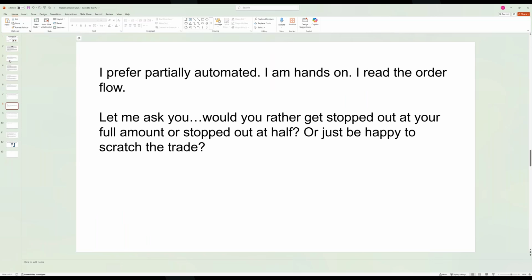So let me ask you, would you rather get stopped out at your full amount or stopped out at half, or just be happy to scratch the trade? And that's the difference between automated trading and semi-automated trading.